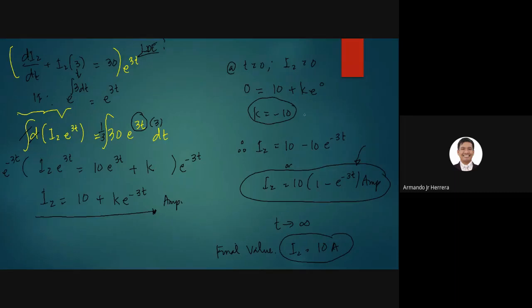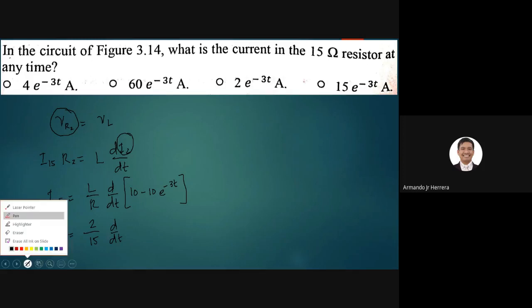Then I in 15 ohm resistor is equal to L over R times the derivative with respect to t of what we have solved I2 here. So that's 10 minus 10 e to the minus 3t. So substituting 10 minus 10 e to the minus 3t gives I15 is equal to L, that's 2 Henry, over resistor 2 is 15 times the derivative with respect to t of this one. So, tanggalin ko na ito kasi pwede ko na kunin ang derivative. So, what must be the derivative?